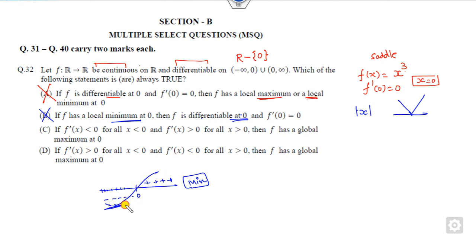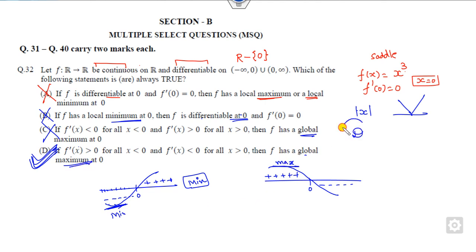That means you have given a minimum value, but it is given as a global maximum. So this option also cancels. Only the correct option is here. If you think about here, any of the values which are positive, and whenever x is greater than 0, it's negative. It means you are going from up to down. So that means here is my maximum. So the correct answer is D. Only the correct option is D.